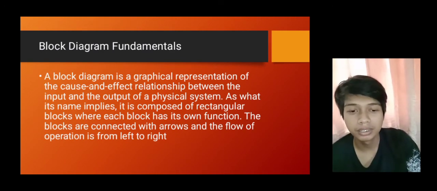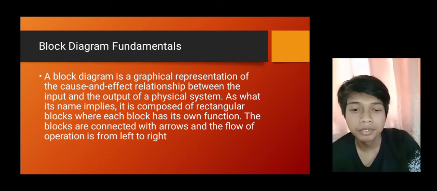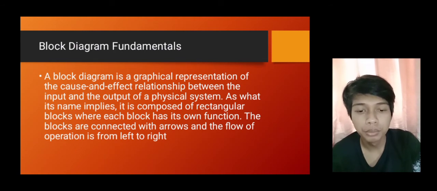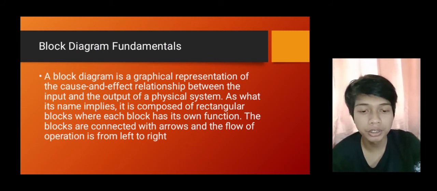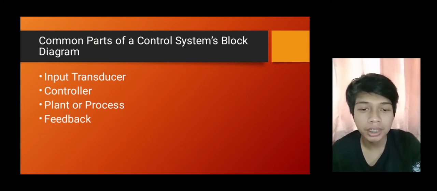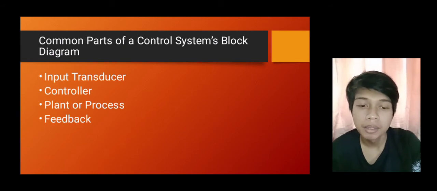Block diagram fundamentals. A block diagram is a graphical representation of a cause and effect relationship between the input and the output of a physical system. As its name implies, it is composed of rectangular blocks where each block has its own function. The blocks are connected with arrows and the flow of operation is from left to right. Common parts of a control system block diagram: input transducer, controller, plant or process, feedback.